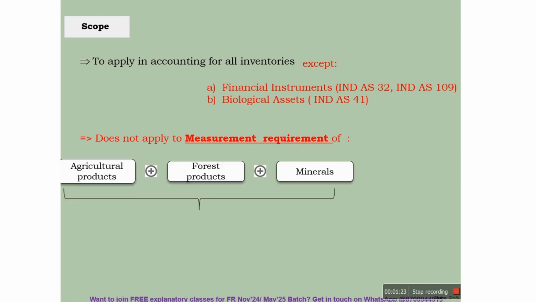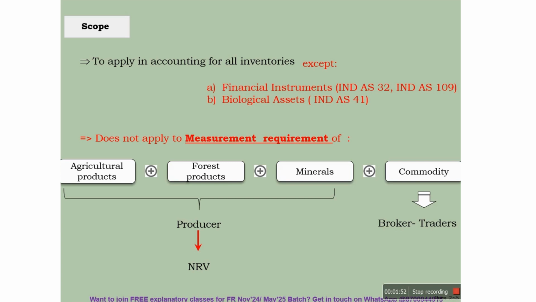The first category is agriculture products, forest products and minerals, if these are held by producers and valued at NRV. We need to take care that this exemption in respect of agriculture products, forest products and minerals is in respect of the measurement requirement, and if these are held by the producers and valued at NRV. The second category is commodities. They are also exempt from measurement requirements if held by brokers and traders and valued at fair value less cost to sell.